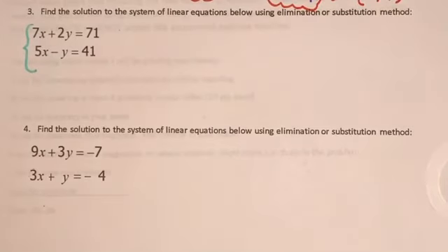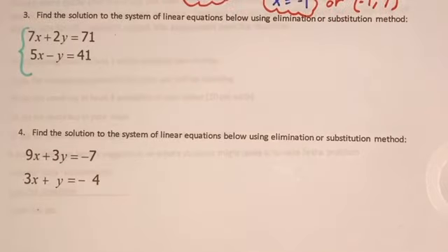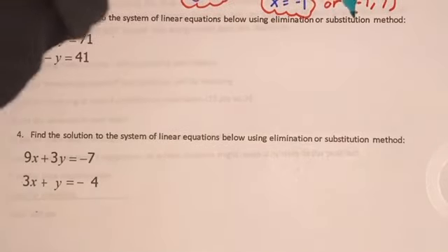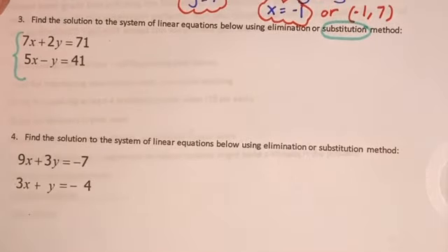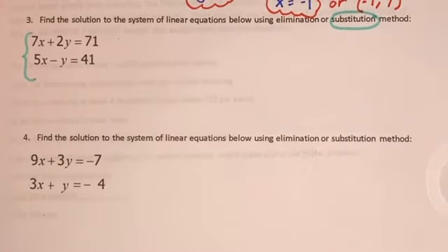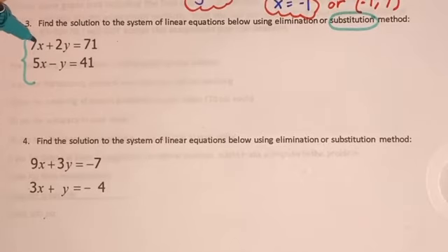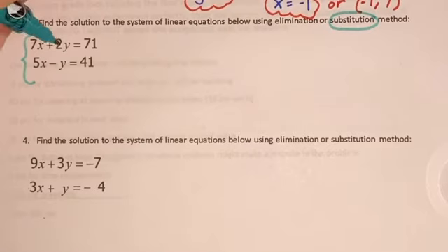Okay, so for our third example, it says find a solution to the system of linear equations below using elimination or substitution method. For the third example, I'm going to be using the substitution method. It's kind of like the first one, but it's just another method to try. So for this one, we're going to basically put one of the equations inside of the other. So you can use either equation.